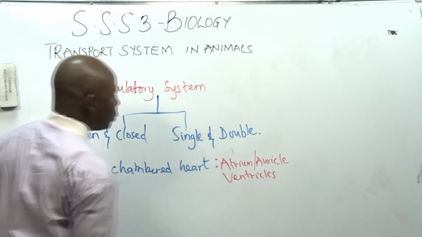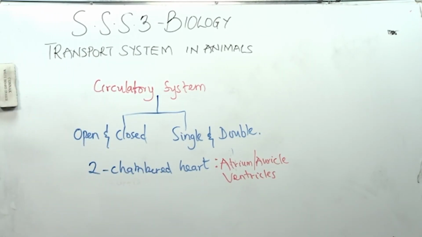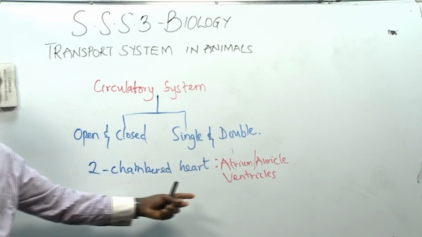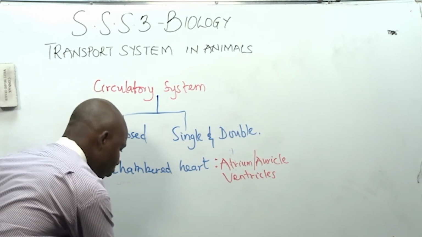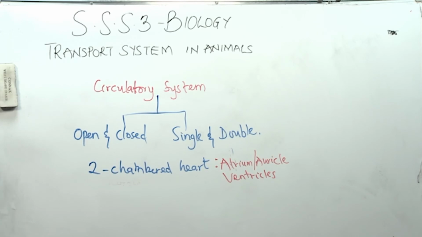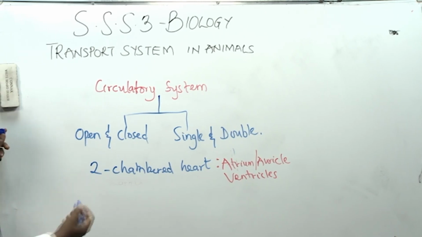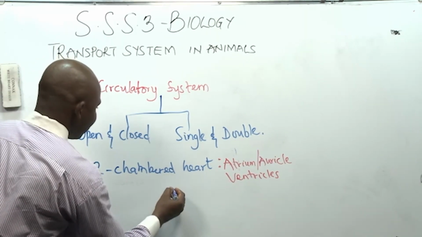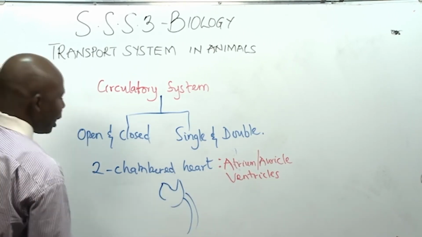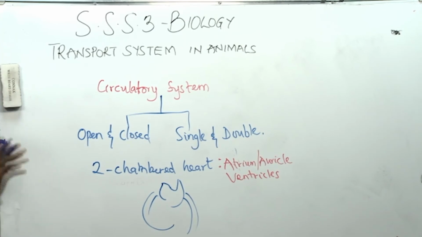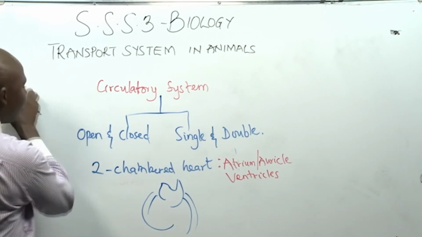These are the two divisions that we have in fishes: the atrium, or you call it auricle, and ventricles. The heart of a fish is divided into two. And in that, the blood passes through the heart only once. It will pass through it once, and it will go back. That is why we call it single circulation.